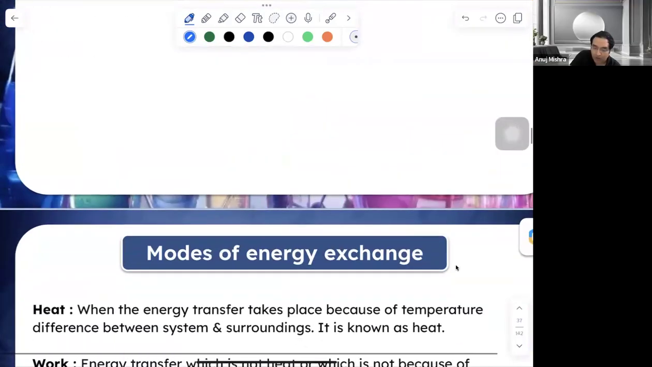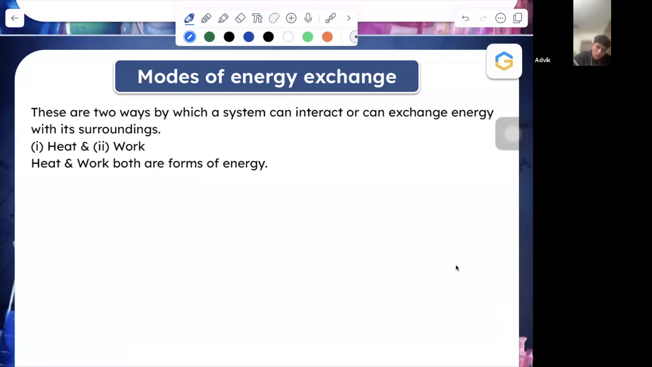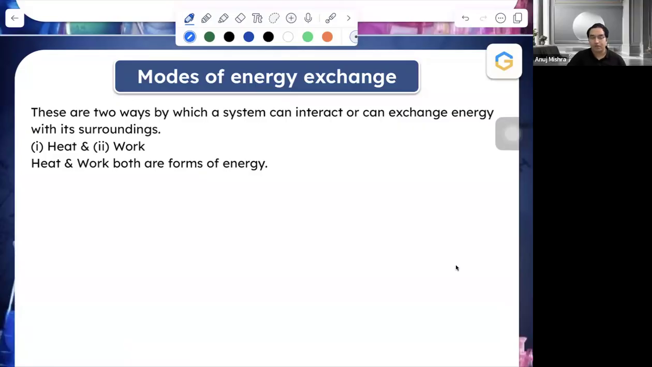Now, there are some terms that you should know. Write down modes of energy exchange. It can be with heat or with work. These are forms of energy. Okay, so 1 minute. Heat and work. Vihan, is it clear? Joshua, how will you define heat?